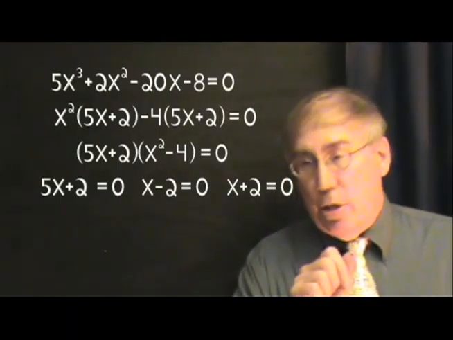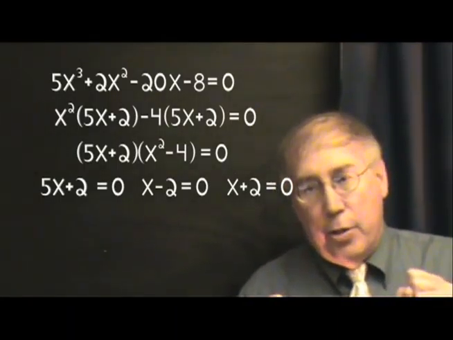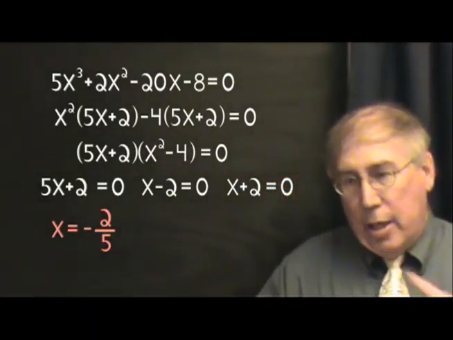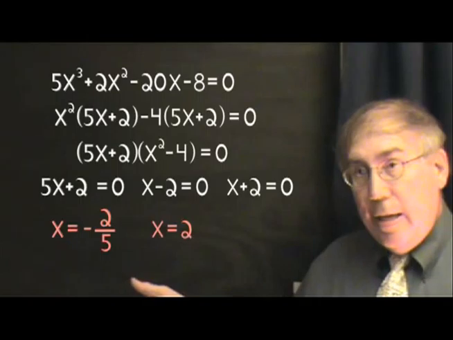Now, the x squared minus 4 can be further factored into x plus 2 times x minus 2. So we're going to come out with 3 solutions here, and here they are.